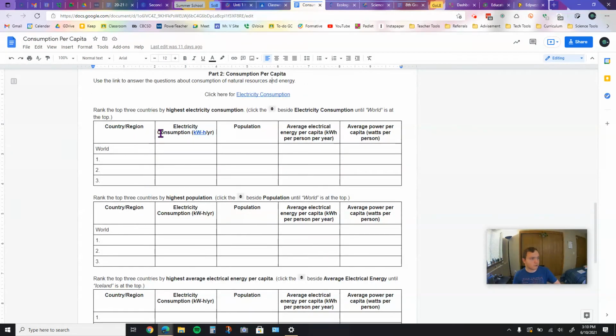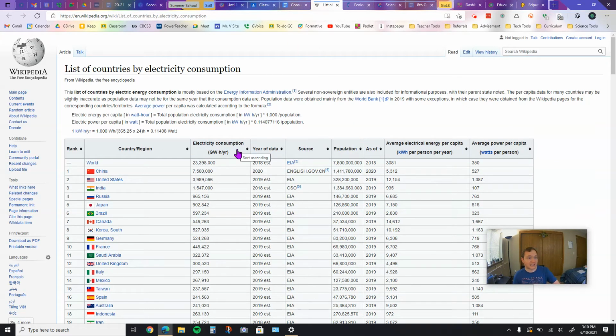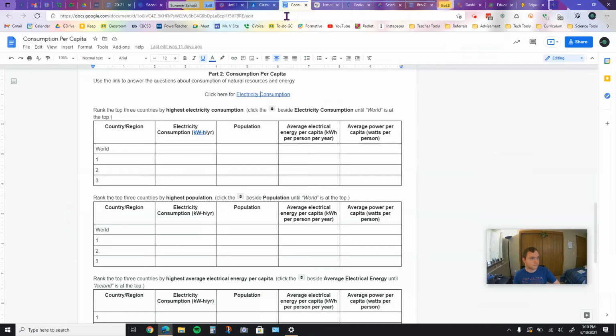And so you first want to sort it by highest electricity consumption. So I'm going to open up this page from Wikipedia, and I'm going to click on the electricity consumption. I'm going to do it twice, so it sorts by electricity consumption. And then I'm going to copy the first 3 rows. So it's China, US, India. You can also type them if you don't want to copy and paste, but for the most part, you can copy and paste.